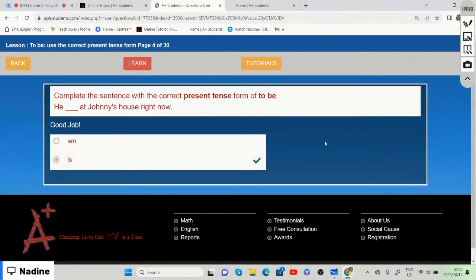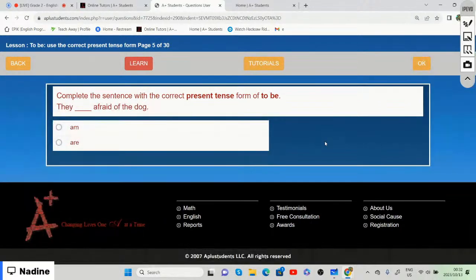Because he, the subject being singular, referring to one, is, right? Remember we said that if we are referring to one person or thing doing an action, then we say is. If we're referring to more than one person or action, as well as you doing something, we say are. And for I, we just say am.